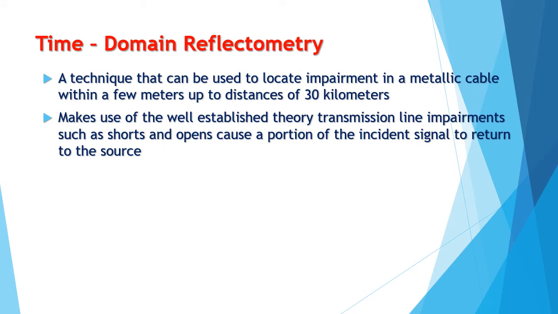Time domain reflectometry. Time domain reflectometry is a technique that can be used to locate impairments in a metallic cable within a few meters, up to a distance of 30 kilometers, depending upon the strength of the generated pulse and the attenuation of the cables. This makes use of the well-established theory that transmission line impairments such as shorts and opens cause a portion of the incident signal to return to the source.